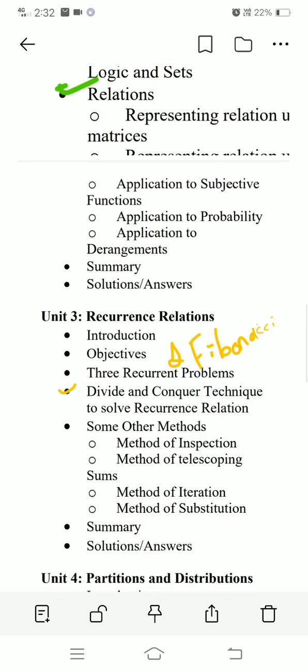And this one is recurrence relation. For the past 2-3 semesters, they repeated the same question, the Fibonacci series and the divide and conquer technique. So Fibonacci is also a very important thing. You just have to look at the example and the diagram if there is one.